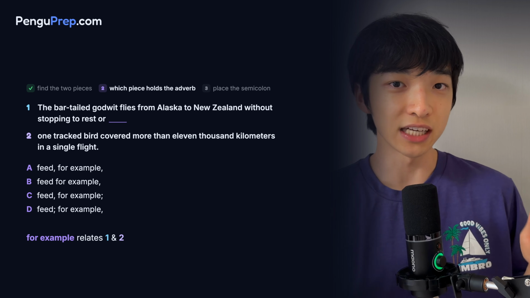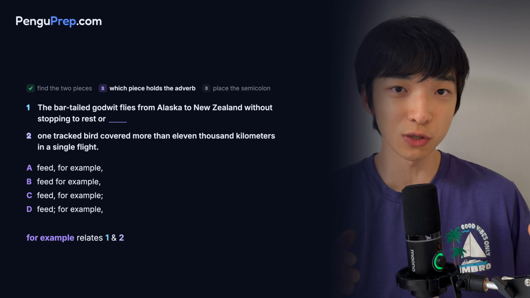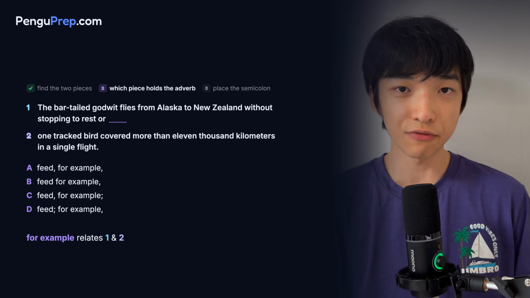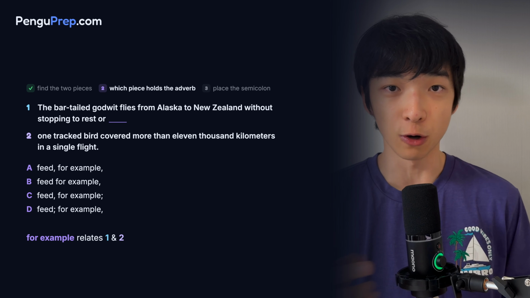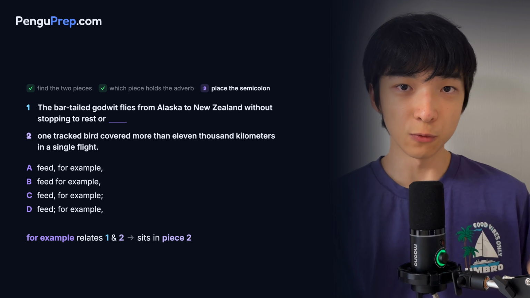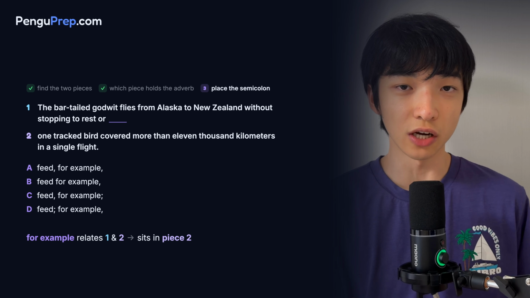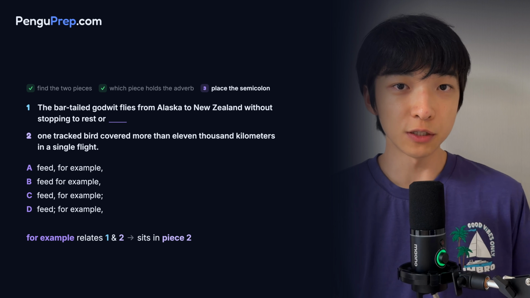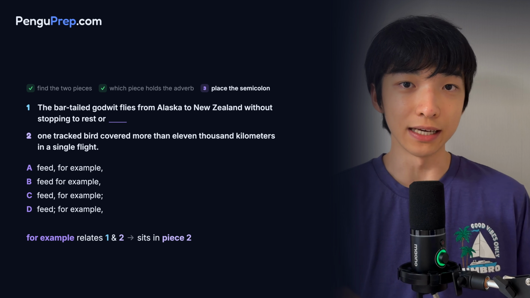If you recall, a conjunctive adverb will relate the clause which it is contained in with the clause before it. So for a conjunctive adverb to relate piece 1 and 2 for our problem here, it needs to be in piece 2. Third, we need to determine where the semicolon needs to be so that the conjunctive adverb is in the piece that we identified in step 2.